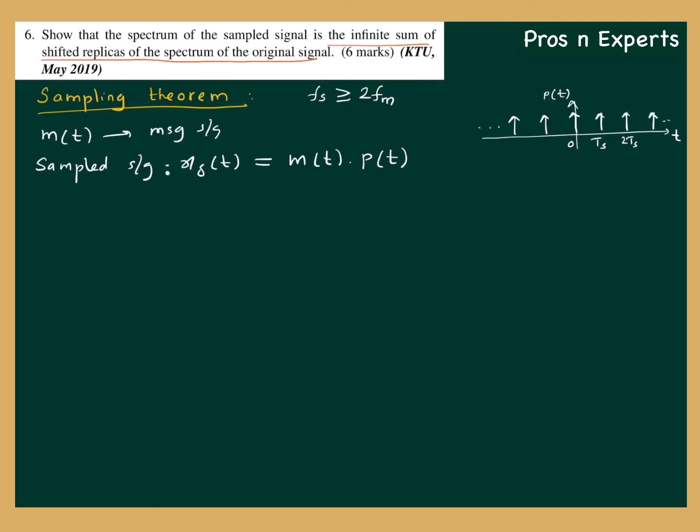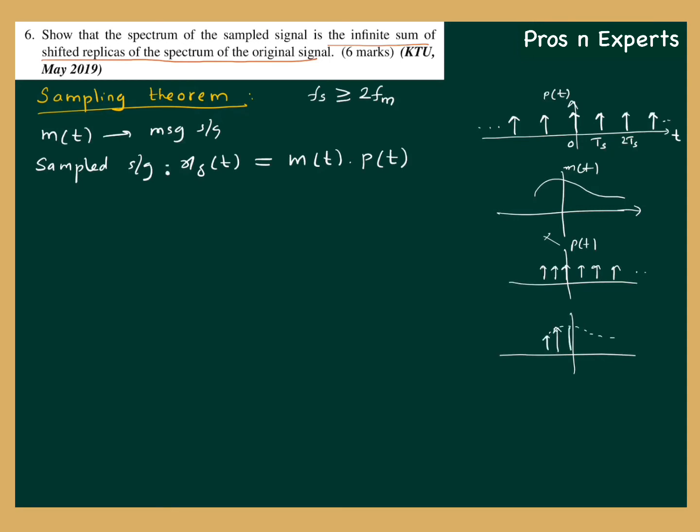I can even pictorially represent it. If m of t is any analog, continuous-time signal, and this is the impulse train p of t, this is m of t and this is p of t. If you multiply these two, what we get is the same impulse train, but whose envelope will be the message signal. This is nothing but the sampled signal, right? This is x del of t. Now let us move to the frequency domain. What is the equivalent in the frequency domain of multiplication in the time domain? This is multiplication in the time domain. What is its equivalent in the frequency domain? It is convolution, by the multiplication theorem of the Fourier transform. So we can write the spectrum as x del of f is equal to, where x del of f is the Fourier spectrum of the sampled signal, right?